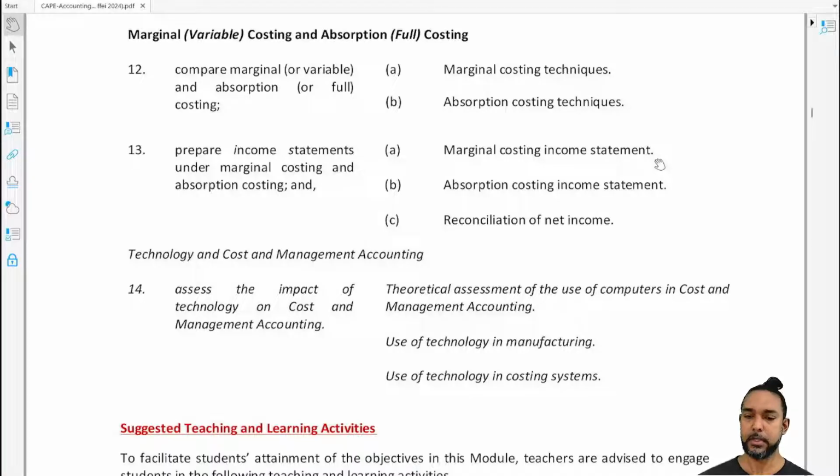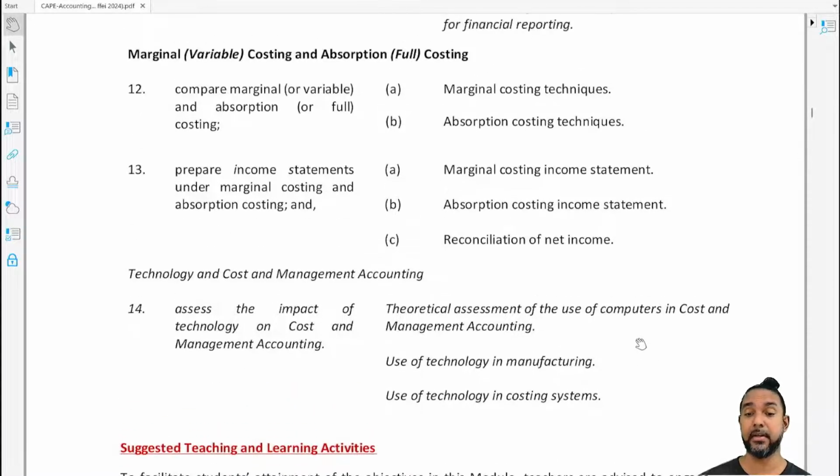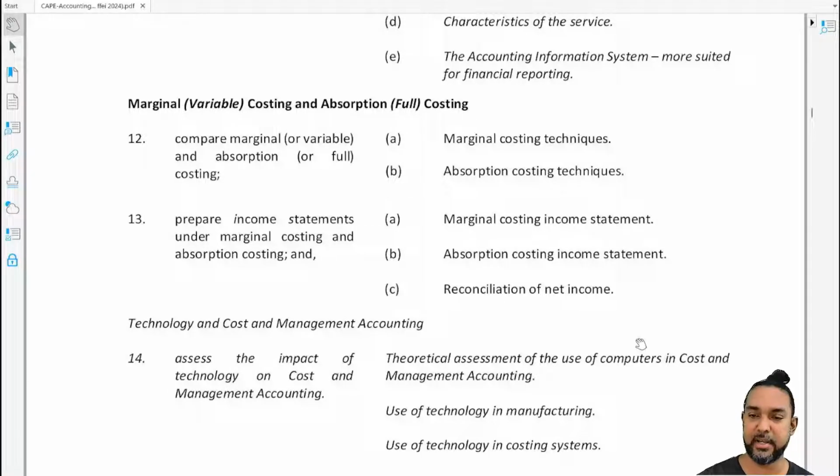Now, I see in this section 14, assess the impact of technology on cost and management accounting. I don't really have any notes on that. I never did that. I'll take a look at a couple of texts to see if they have anything there. I'll check Google and I'll ask the various AI entities out there what they can conjure up, and I'll probably send that to you in an email or a PDF on WhatsApp.